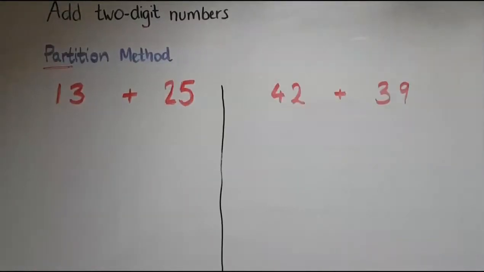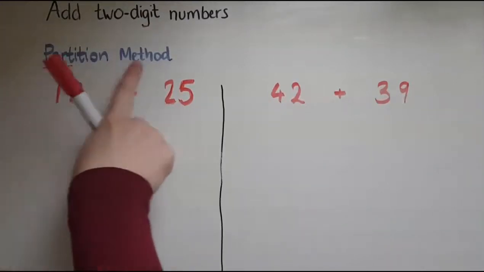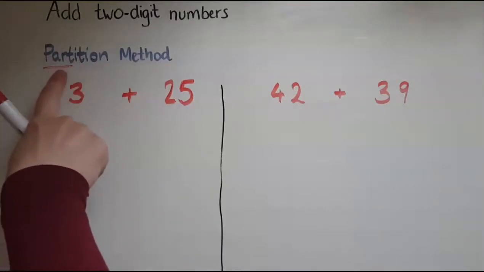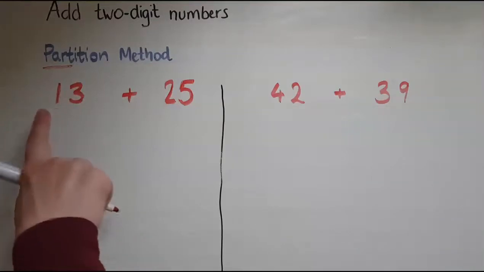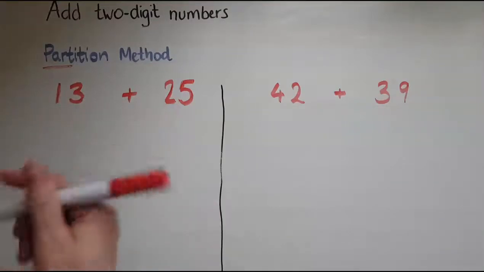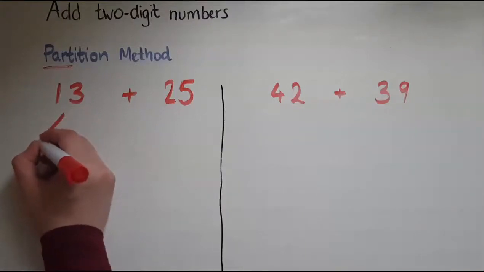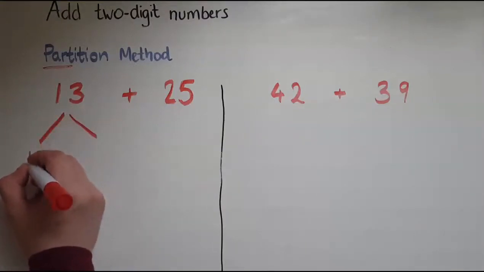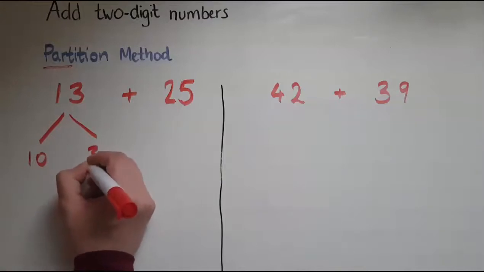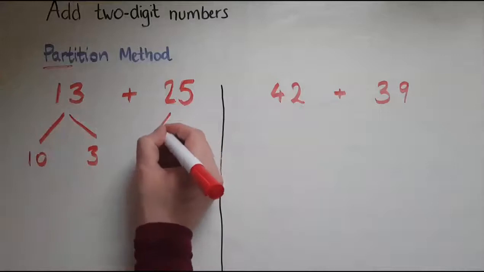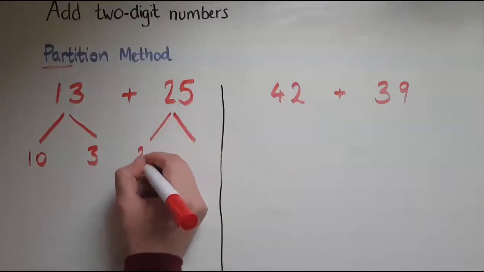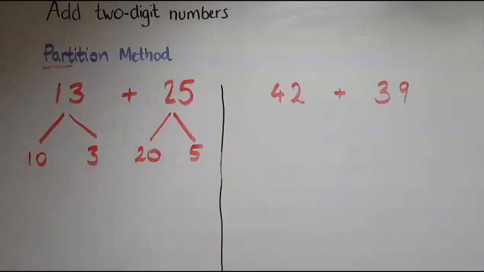In this video, we'll learn to add 2-digit numbers using the partition method. As the name suggests, partition is about breaking numbers down into parts, and I'll show how. So we've got here 13 and 25. 13 can be broken down into 10 and 3, so tens and the units separated. 25 is broken down into 20 and 5.